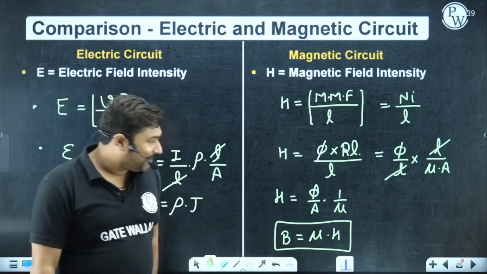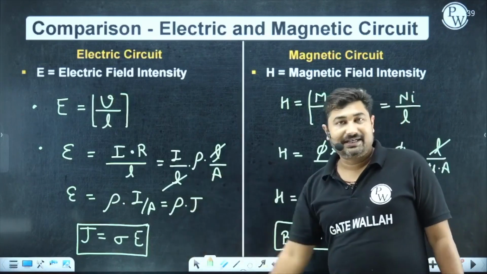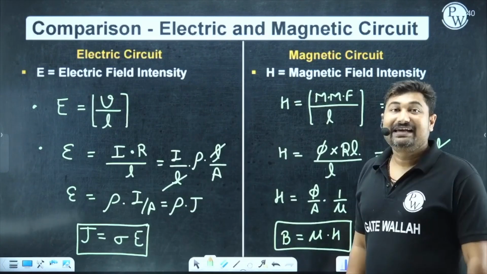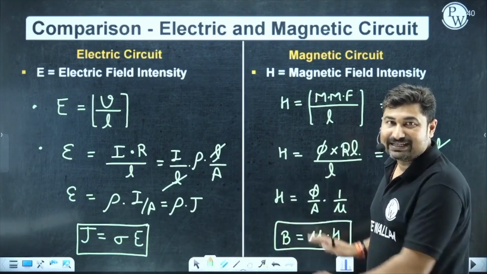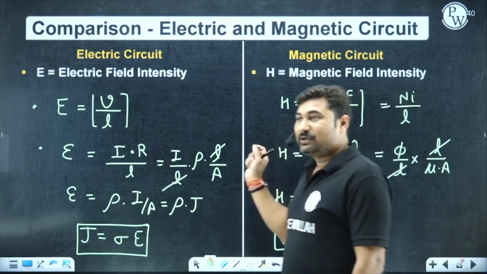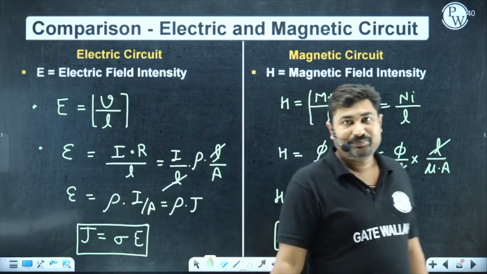Sir, ability of the material to magnetize, ability of the material to conduct. Is it better now? I need your answer. Do you have a better feeling after this comparison? Each and every parameter is now better, you have a better understanding of each and every parameter of the magnetic circuit.